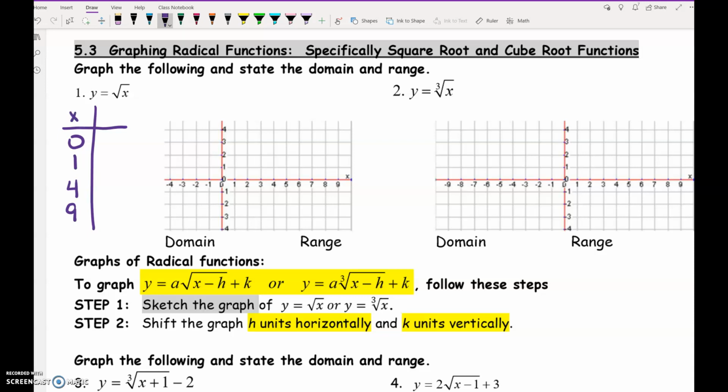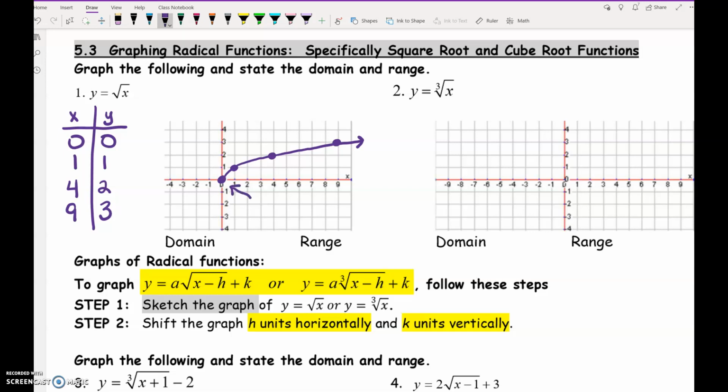So these are our x values. These are our y values. The square root of 0 is 0. Square root of 1 is 1. Square root of 4 is 2. And the square root of 9 is 3. So let's take a moment and plot those points. These points connect in a lovely curve.